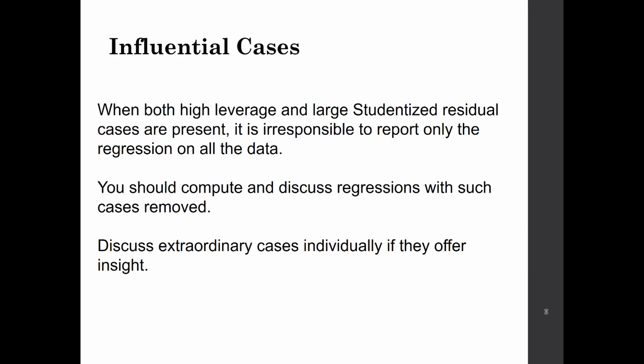So when both high leverage and large studentized residual cases are present, just keep in mind it's not responsible to report only the regression on all the data. Once you know that observations are being influential, you should compute and discuss regressions with such cases removed. You can discuss extraordinary cases individually if they offer insight. Lots of times I recommend that you run the regression with and without, or do the indicator variables.